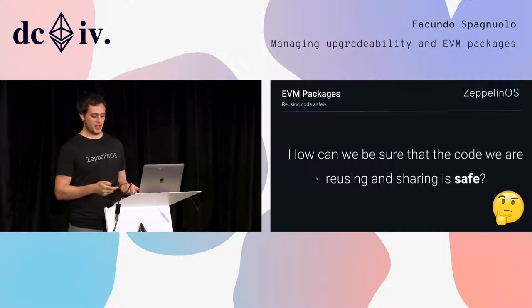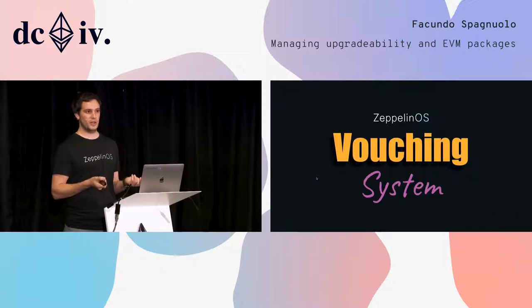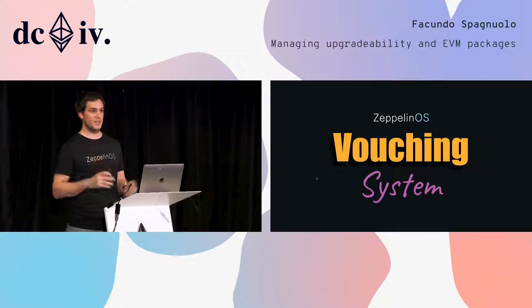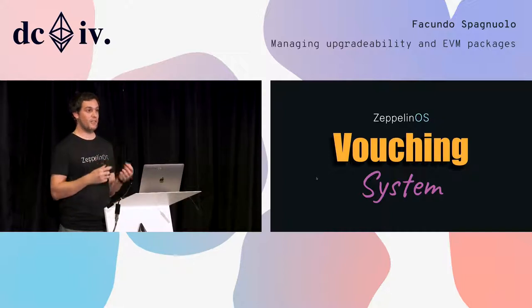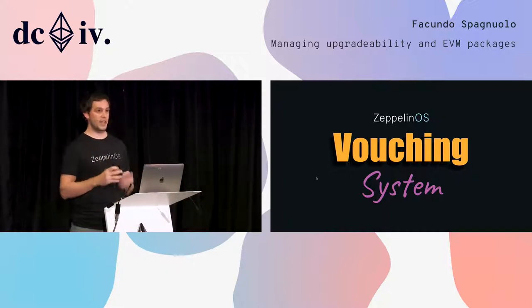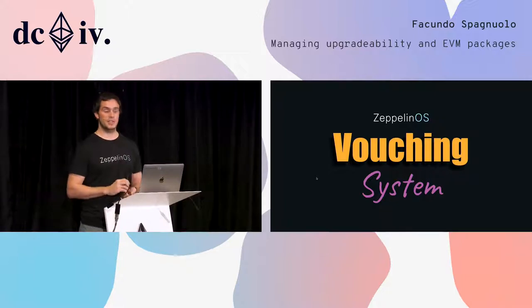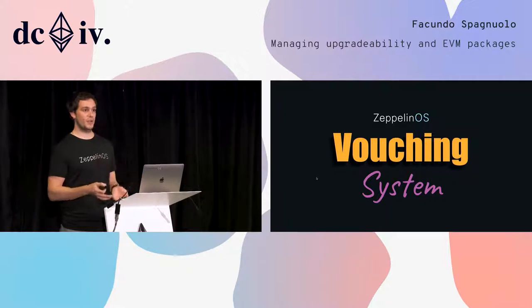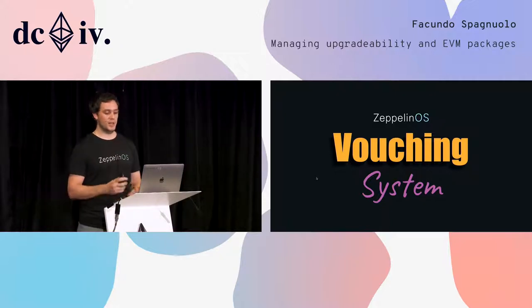And that's why we decided to start working on the vouching system of Zeppelin OS. This is a way to decentralize those decisions. And this is our first step towards the token mechanics that we've been announcing since we started this project. The first implementation of the vouching system, we're really happy to announce, is already included in the second version of Zeppelin OS we launched this week.